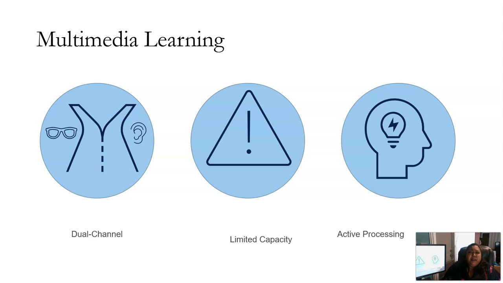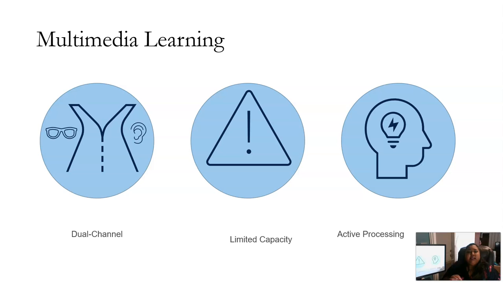So the multimedia learning. Before we go into contiguity, let's first talk about how multimedia learning is processed. Mayer identifies three assumptions: dual channel, limited capacity, and active processing. Dual channel processing, as you can see, states we have two separate processing channels, one for visual information that we take in through our eyes, and the other channel is auditory. So this is how we process what we hear.